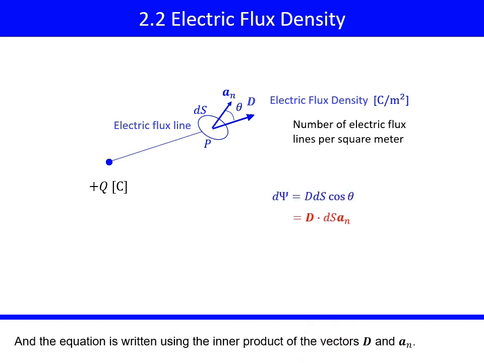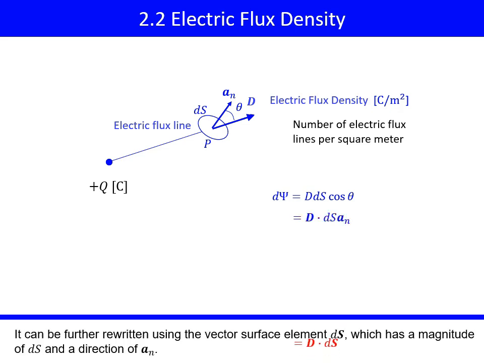And the equation is written using the inner product of the vectors D and an. It can be further rewritten using the vector surface element ds, which has a magnitude of ds and a direction of an.